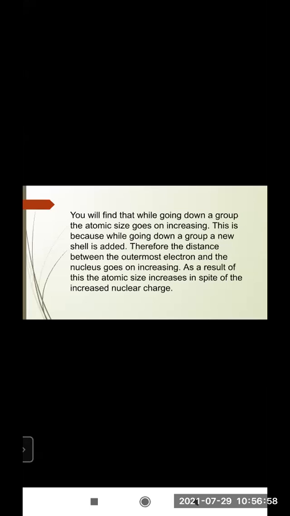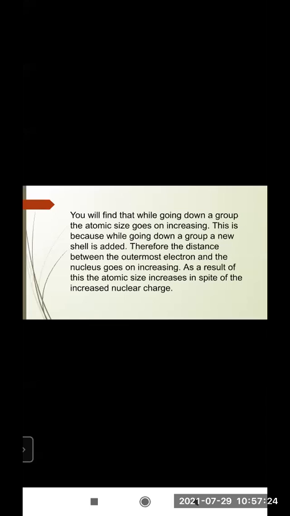Because while going down a group, a new shell is always added. And therefore, the distance between the outermost electron and the nucleus goes on increasing, and we call it the atomic radius. And as a result of this, the atomic size increases in spite of the increased nuclear charge, right?